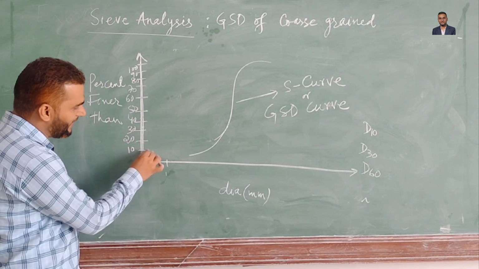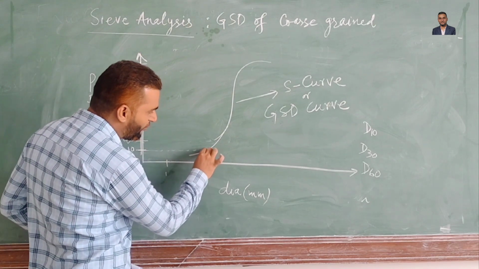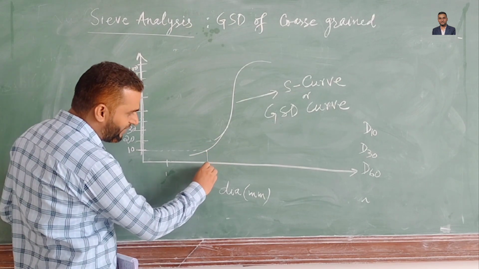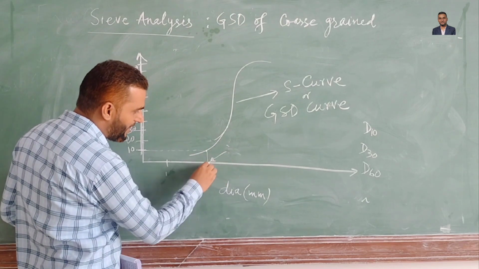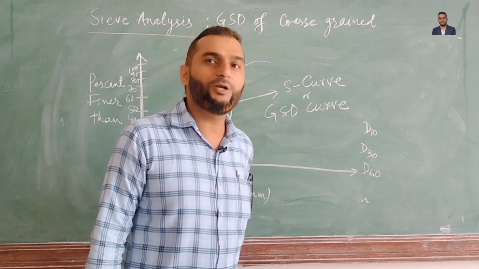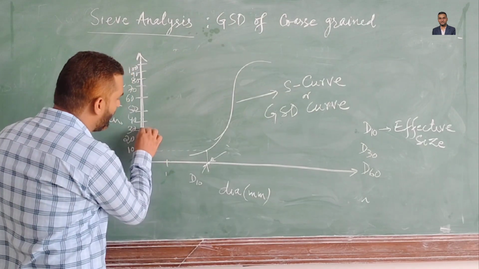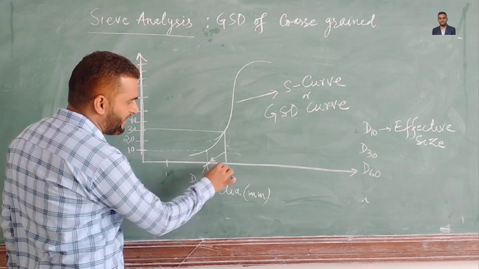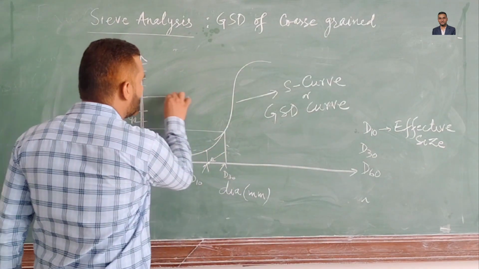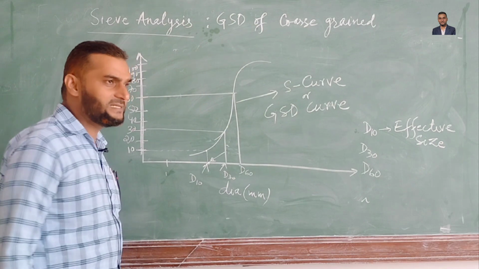The diameter D10 corresponds to 10% of the sample finer in weight on the grain size distribution curve. The diameter D10 is also called the effective size. Similarly, D30 is grain diameter in millimeter corresponding to 30% finer than. D60 is grain diameter in millimeter corresponding to 60% finer than.